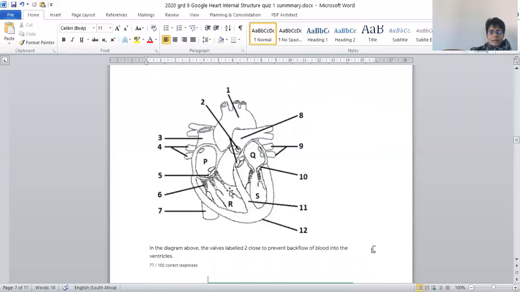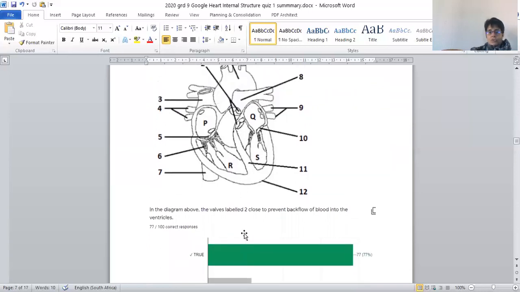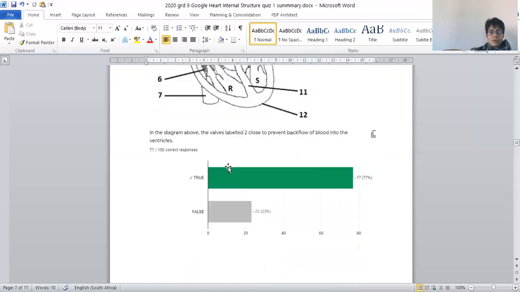Well, I should have maybe said right ventricle, but yes, that is true. If that valve closed, the semilunar valve at the bottom of the pulmonary artery, then the blood is forced through the pulmonary artery and it can't go back into the right ventricle.